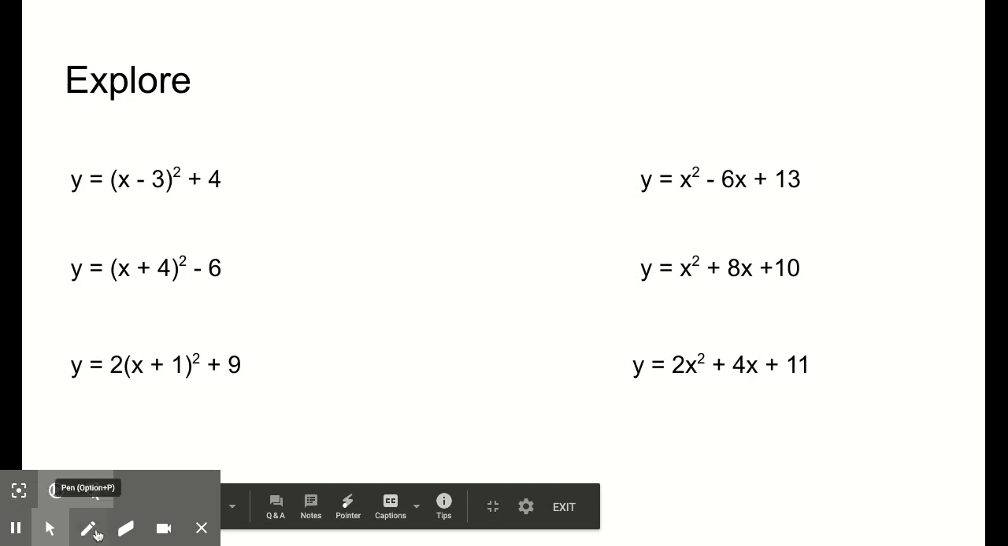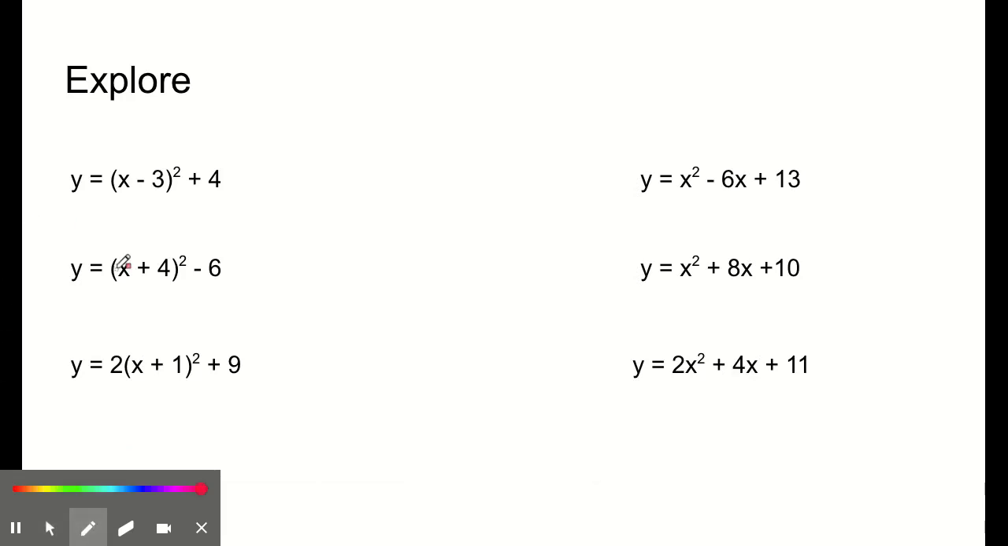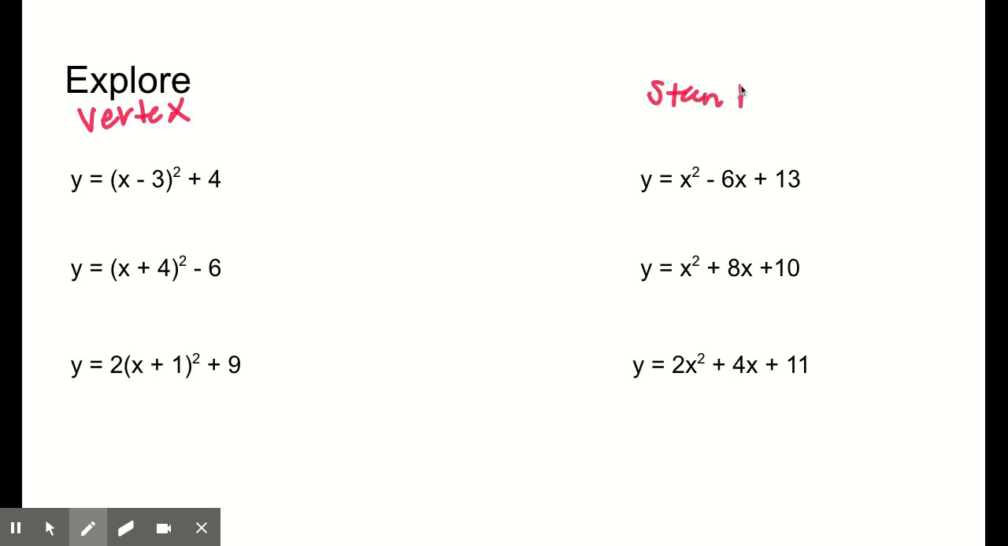Before we get to the vocabulary and our guided practice problems today, I want to take a look at a few problems here. We have 3 different equations here, all in vertex form, and 3 different equations here, all in standard form. If you take a look at our vertex form, let's go ahead and identify our vertex. So the vertex from vertex form is +3, +4.